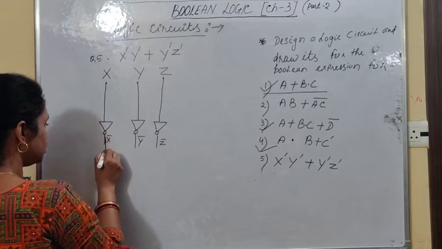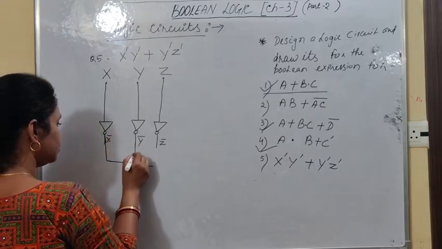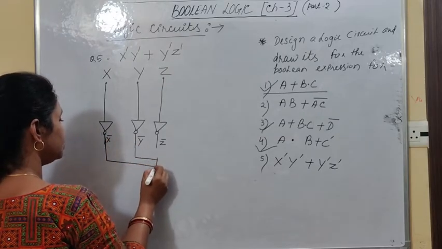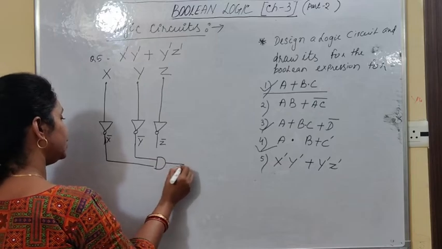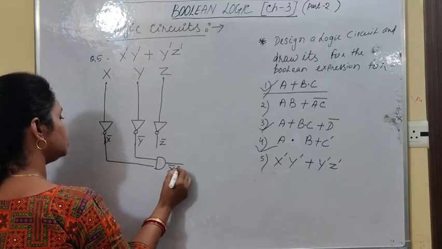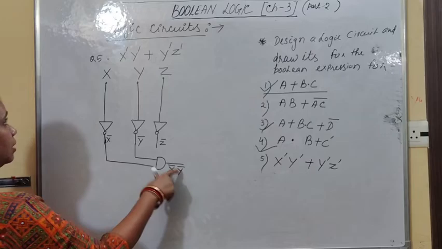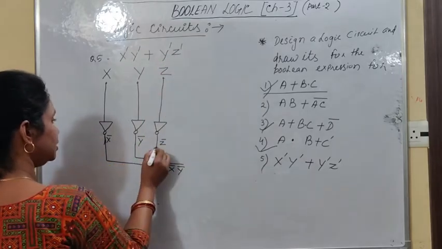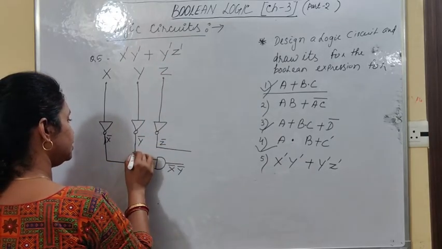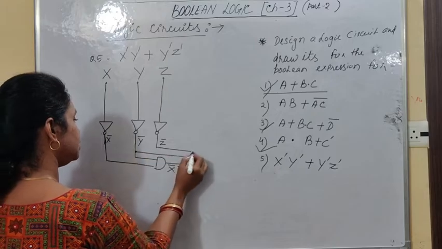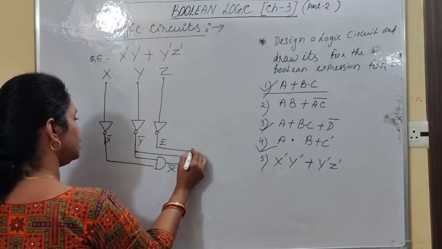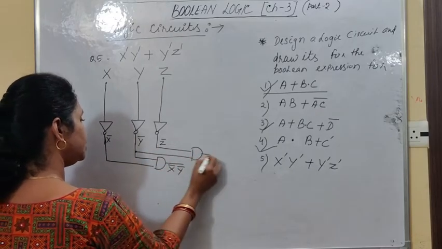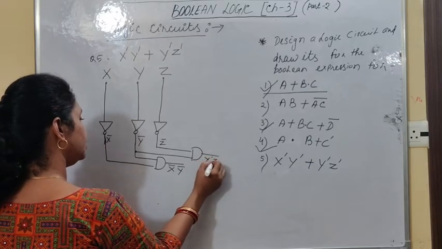Right students, so here just extend the signal of X bar. Next is Y bar. Then put one AND gate between X bar and Y bar, so that you will get the output of X bar and Y bar. Now Y bar is Z bar. So this is our Z bar and this is our Y bar. So extend these signals. Then put one AND gate between Y bar and Z bar. So the output name is Y bar and Z bar.